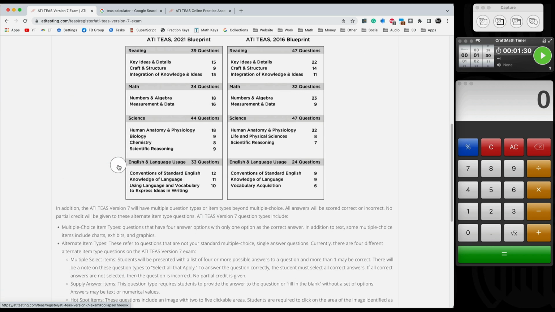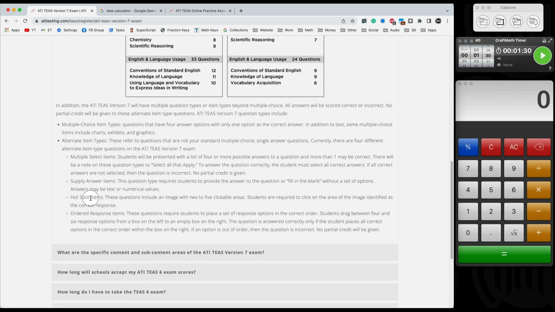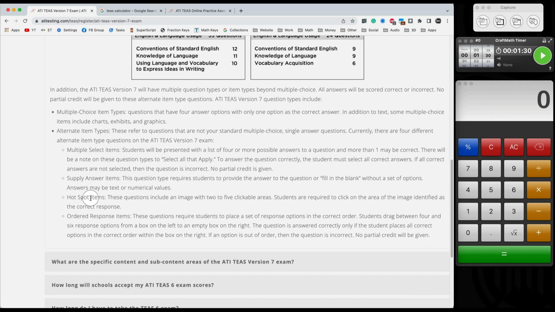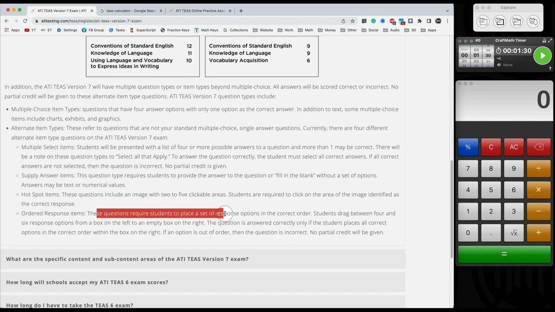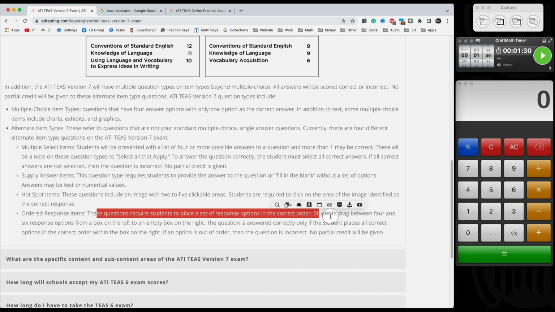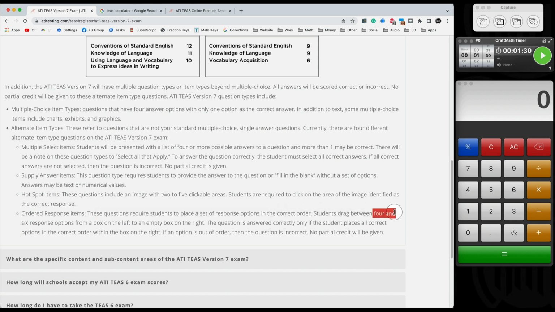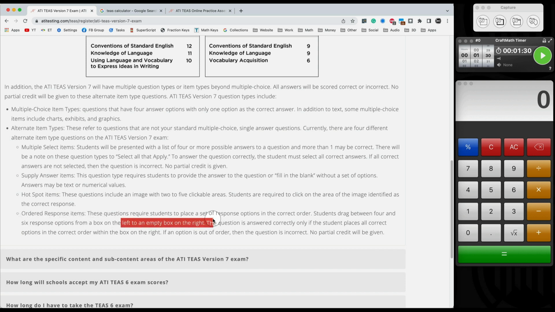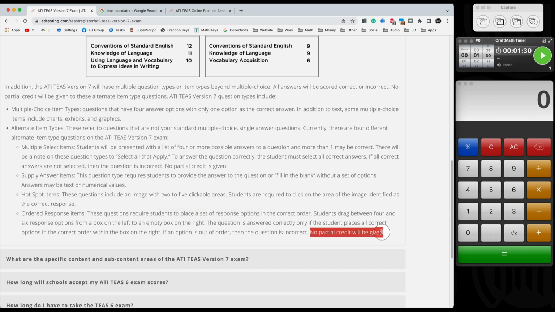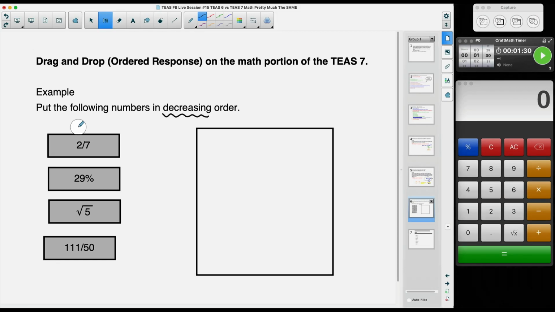So what's the difference? And then the ordered response. Check this out right here. These questions require students to place a set of response options in the correct order. You drag between 4 and 6 options from a box on the left to an empty box on the right. No partial credit, by the way. There is no partial credit on any of these questions. It's either right or wrong. So you're dragging boxes, you're putting things in order, and that's what I've pretty much done here.